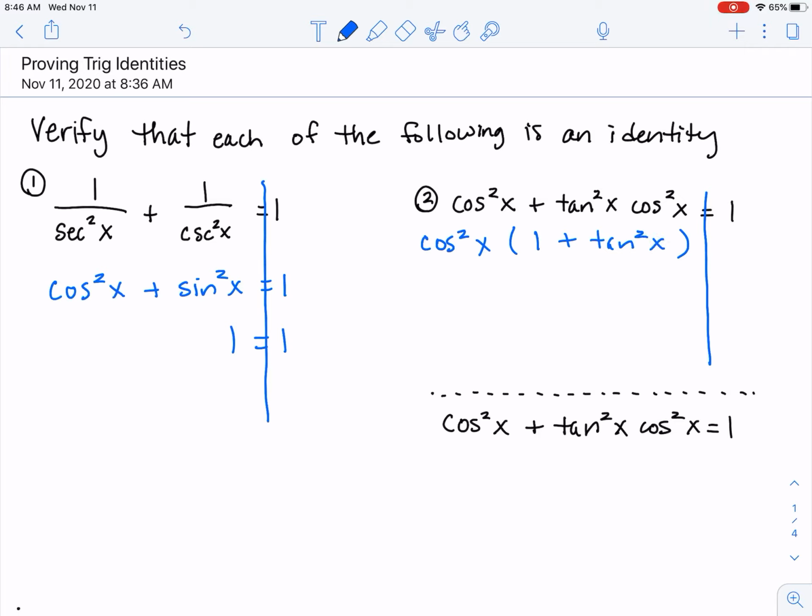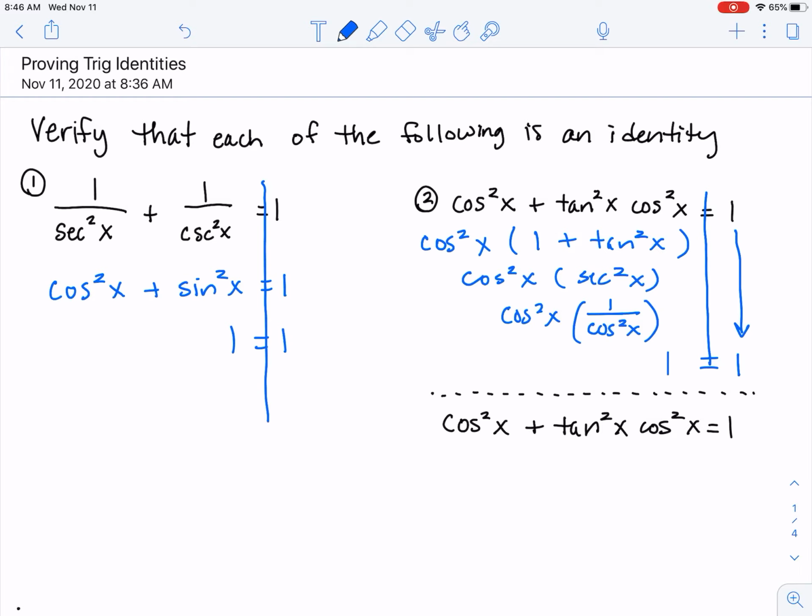All right, so I know that 1 plus tangent squared x is equal to the secant squared x. So if I have cosine squared x times secant squared x, well, let's see, what's secant squared x? That's the same as 1 over cosine squared x, and that times cosine squared, well, those are reciprocals of each other, so that equals 1. So I have 1, and then I'm just going to bring down this 1. 1 equals 1. Left-hand side equals the right-hand side. Okay, so that's one possibility.